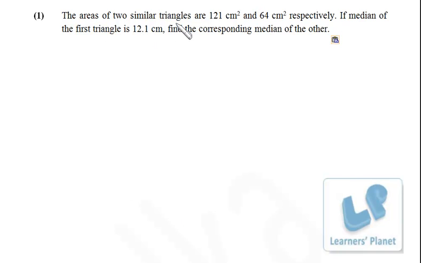The areas of two similar triangles are this and this. If the median of the first triangle is this, then find the corresponding median of the other. Once again, very simple. The area of similar triangles is in the ratio 121 and 64, that means the median ratio will be the square root of this by the square root of this, 11 by 8. If the median of the first triangle is 12.1, find the corresponding median of the other.